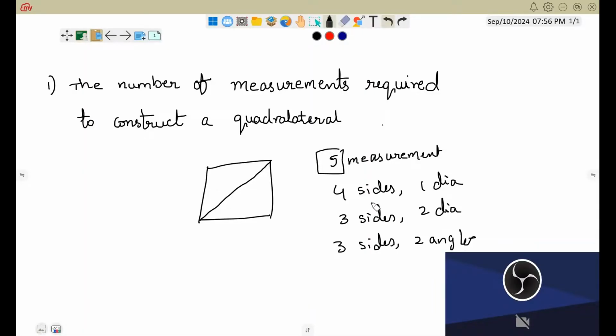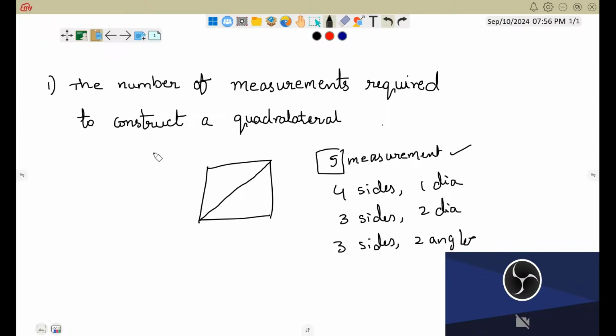Sorry for not sharing the screen. I hope it is visible to you now, right? Once again, I will explain. Listen, the number of measurements required to construct a quadrilateral. To construct any quadrilateral, how many measurements are required? 5 measurements. Is the screen clear now? If it is visible, please say yes, ma'am.